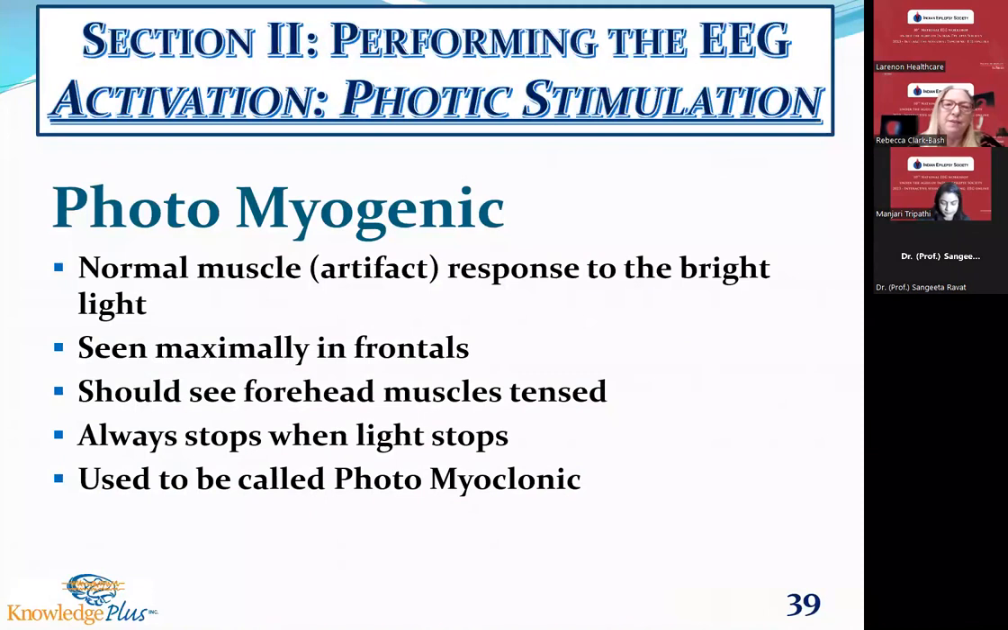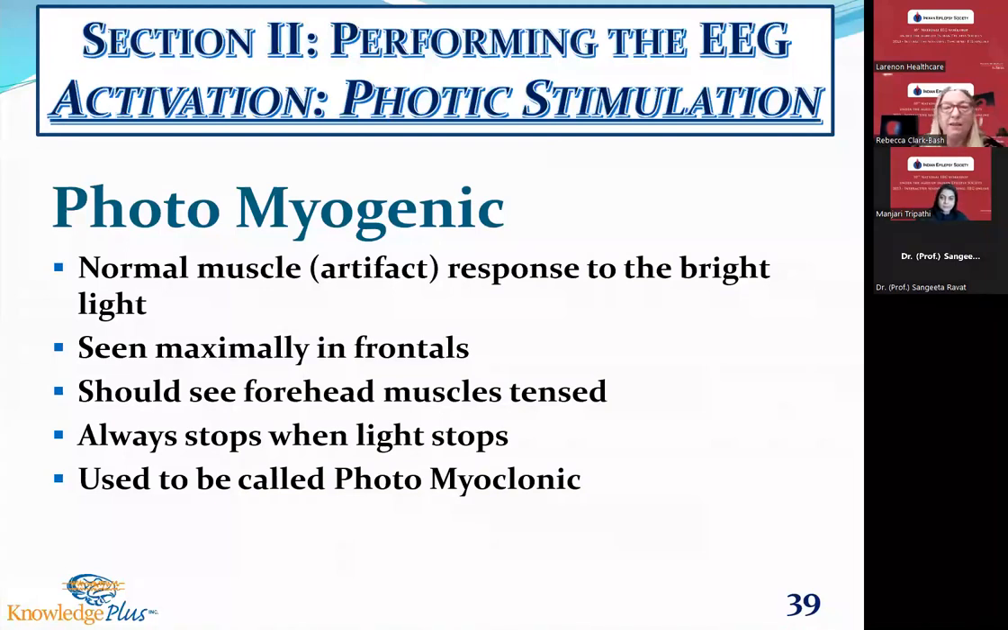And photic stimulation can produce many different types of changes in your EEG. Most common is photomyogenic. So photomyogenic is just muscle artifact from the patient going, oh, that light is bright, and their face scrunches up. And as soon as the light stops, it goes away. Now, this used to be called photomyoclonic. Now, why do you think they got rid of that word?